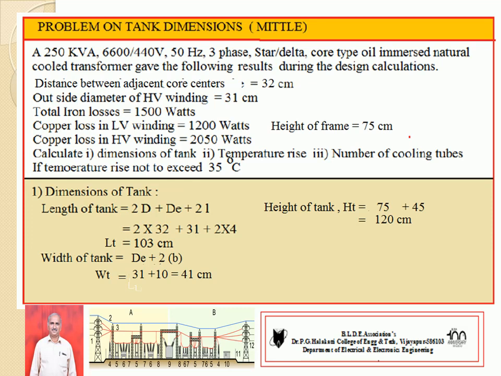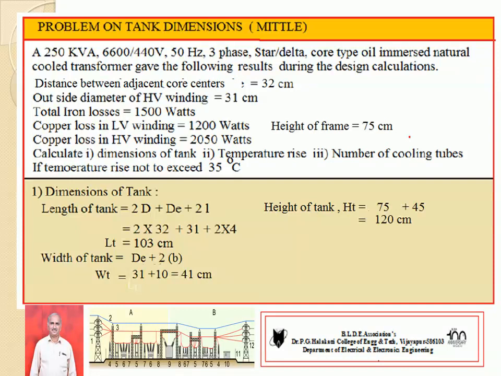Now you can take one problem. It is from Mitle, and a similar type of problem has been asked in the university question paper for 10 marks. It is also one of the important aspects. Write down the data on one side. The distance between adjacent core centers is given, that is capital D. Outside diameter of HV winding, DE, is 31 centimeter. Total iron loss 1500 watts. Copper loss in HV winding 1200 watts. Copper loss in LV winding 2050 watts. Height of frame 75 centimeter. So as per Mitle's book, this data is also given.